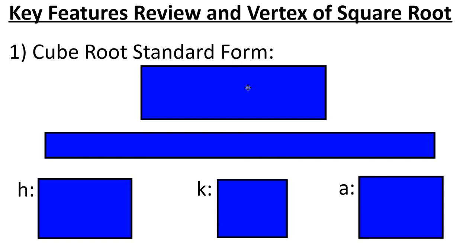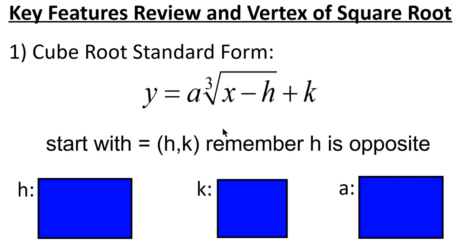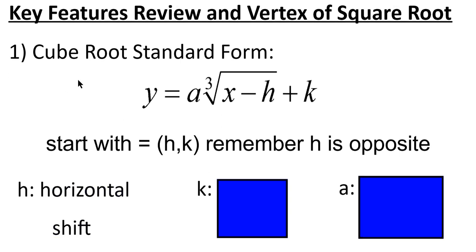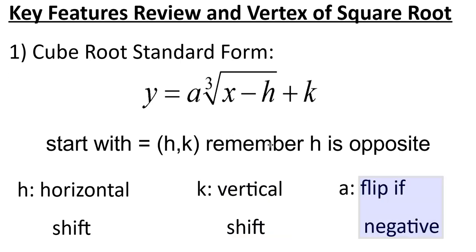There we go. The cube root standard form is y equals a times the cube root of x minus h, plus k. So very similar to yesterday, except we're looking at a cube root rather than a square root. That means you start with your vertex, which is the (h, k). H is always the opposite because x minus h. And then the same stuff from before: h is your horizontal shift, left or right. k is your vertical shift, up or down. a flips the graph if negative.